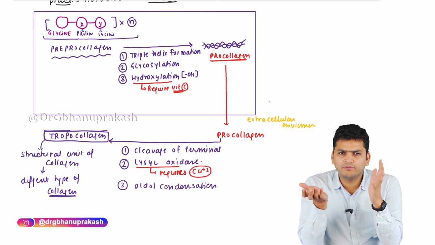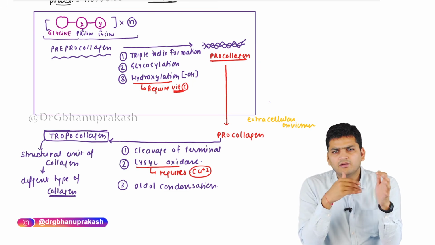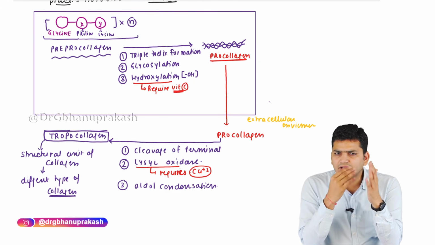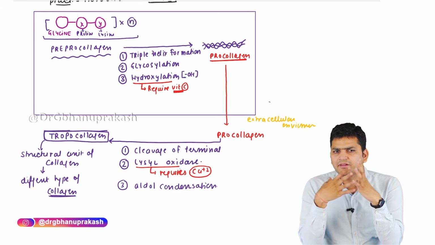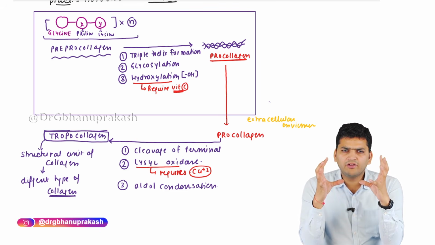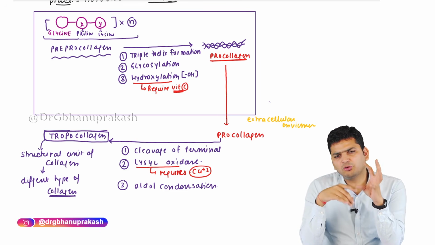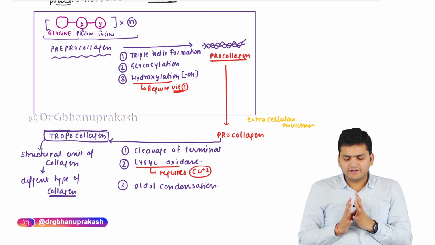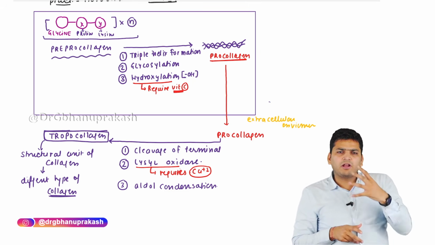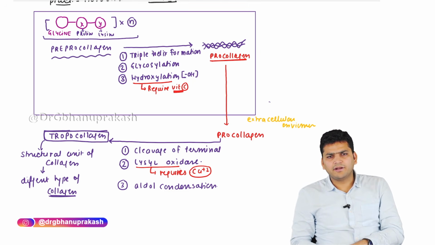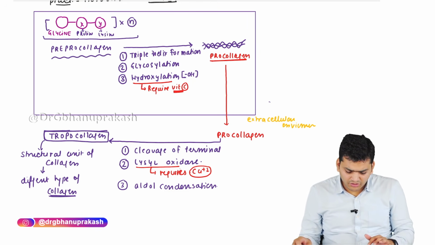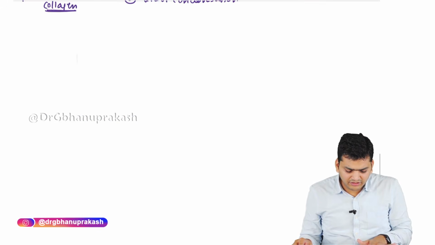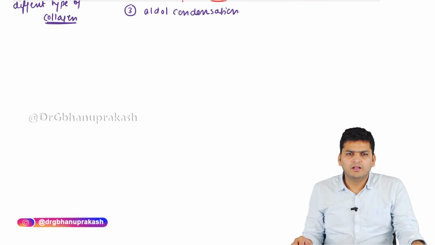The intracellular events: we make the triple helix, we do the glycosylation and the hydroxylation. Then the extracellular events are the lysyl oxidase, the cleavage of the terminal part and the aldol condensation. The molecule that we are going to get is tropocollagen, and that tropocollagen is going to make the various types of collagen. So this is how the collagen is made, and this entire process is occurring in the fibroblast, mainly in the endoplasmic reticulum. These are the questions that they are going to ask, which are the intracellular events and which are the extracellular events.